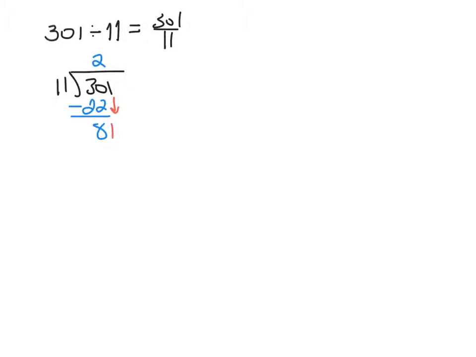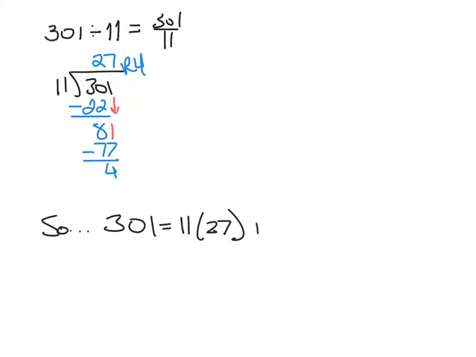Bring down the 1 and go through the process again. How many times does 11 go into 81? Well, that would be 7 times, and 7 times 11 is 77. When we subtract, we're left with 4. There's nothing else to bring down. So how we'll deal with that is to write this extra 4 as a remainder of 4. What that's going to mean to us is that we can rewrite this division as a product. 301 is 11 times 27 with the remainder of 4. So we'll add that 4.